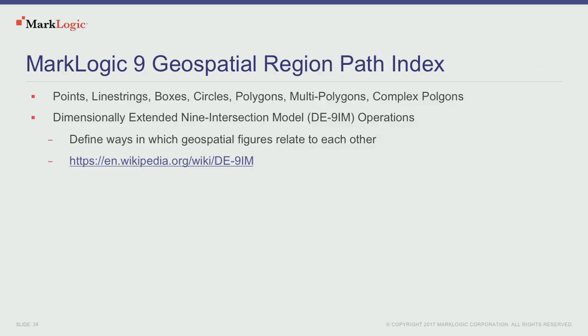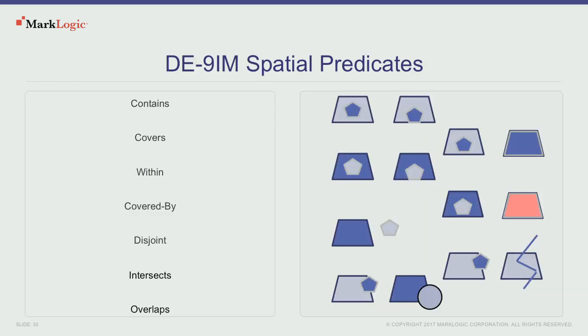So let's talk about, in particular, the new region path index and the query call to query that. You have to understand something about the dimensionally extended 9-intersection model. Everybody say that real fast, 9 times fast? What that does is it defines different ways that regions can relate to each other. I put a Wikipedia page up here to give you all the details about that. This is a very quick summary because it's hard to get through all of those things. It's super detailed. Mainly, the differences between these are kind of intuitive.